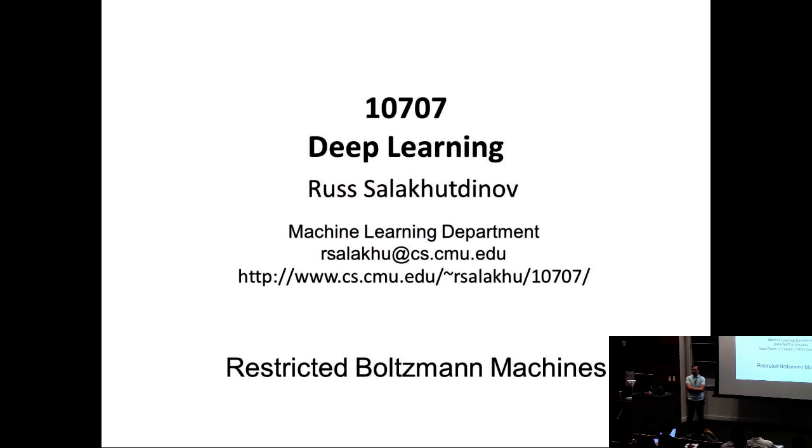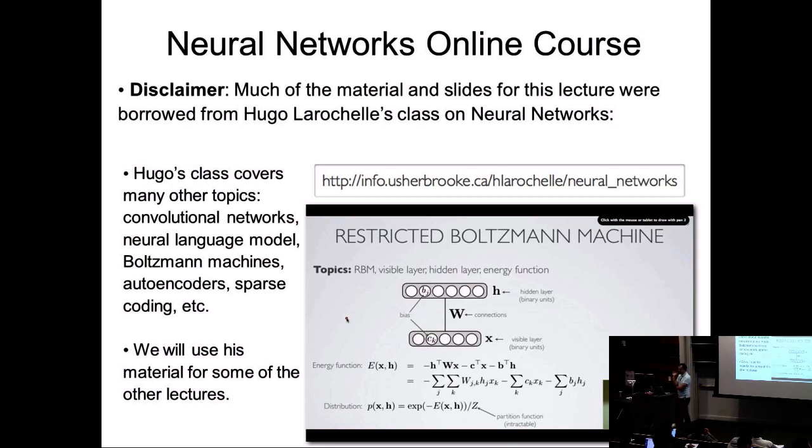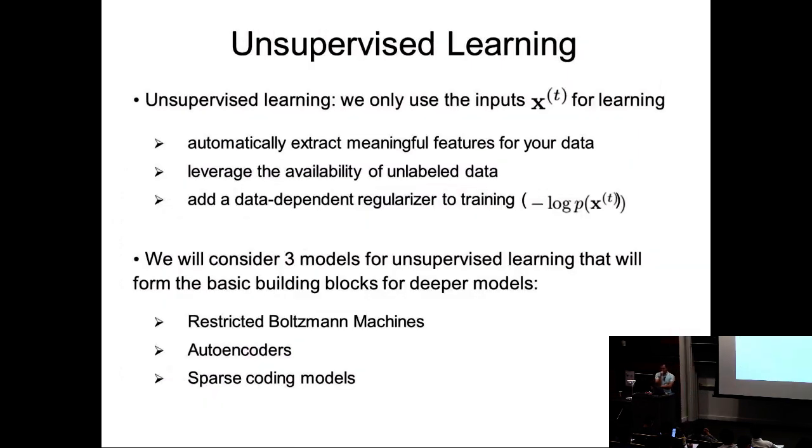Okay, so in the next few lectures, we're going to start looking at unsupervised learning. So far with neural networks and convolutional neural networks, we've looked at supervised learning, trying to map inputs to the outputs. Today we're going to look at unsupervised learning. We will only have some inputs X.